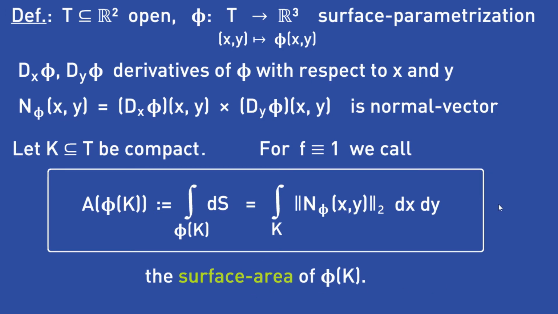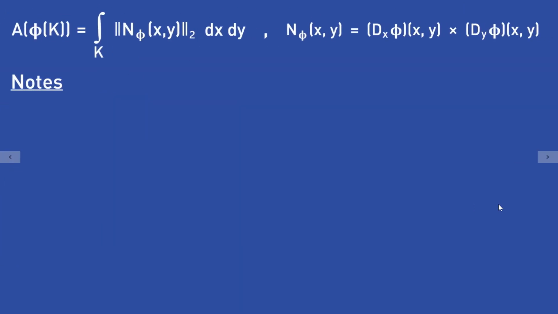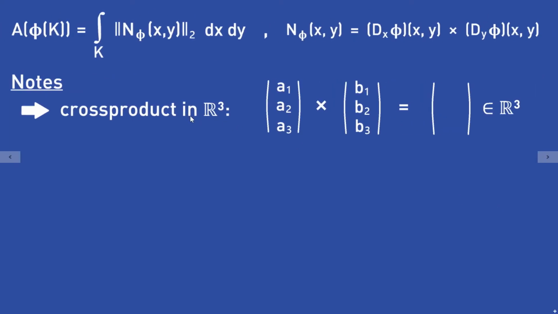First of all, I want to give some notes. You need to know how to calculate the cross product of vectors in R3, because you need the cross product for the calculation of the normal vector n phi xy. The cross product in R3 is not too difficult.